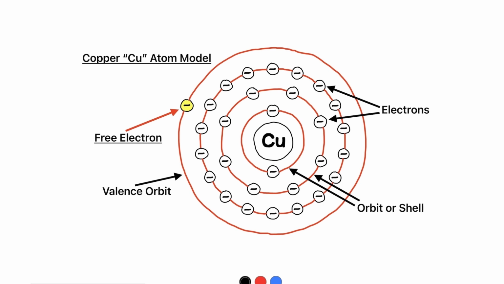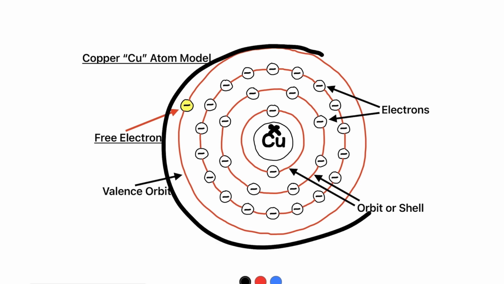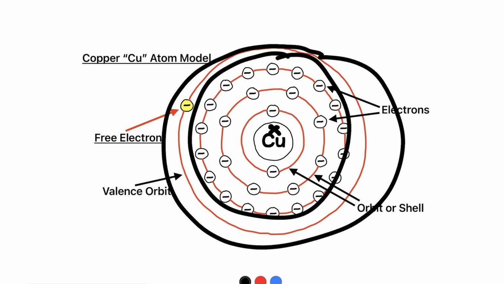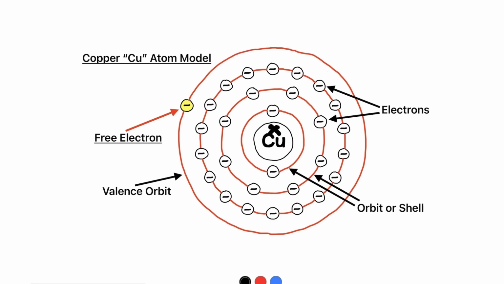Here is a copper atom model. At the center here, we have what is called the nucleus of the copper atom. In the nucleus, that's where we find neutrons as well as protons. Neutrons are neutral, meaning that they do not have a charge. Protons are positively charged. And then on the outer side, we find what we call shells or orbits. The shells are these circles around. These are shells or orbits.